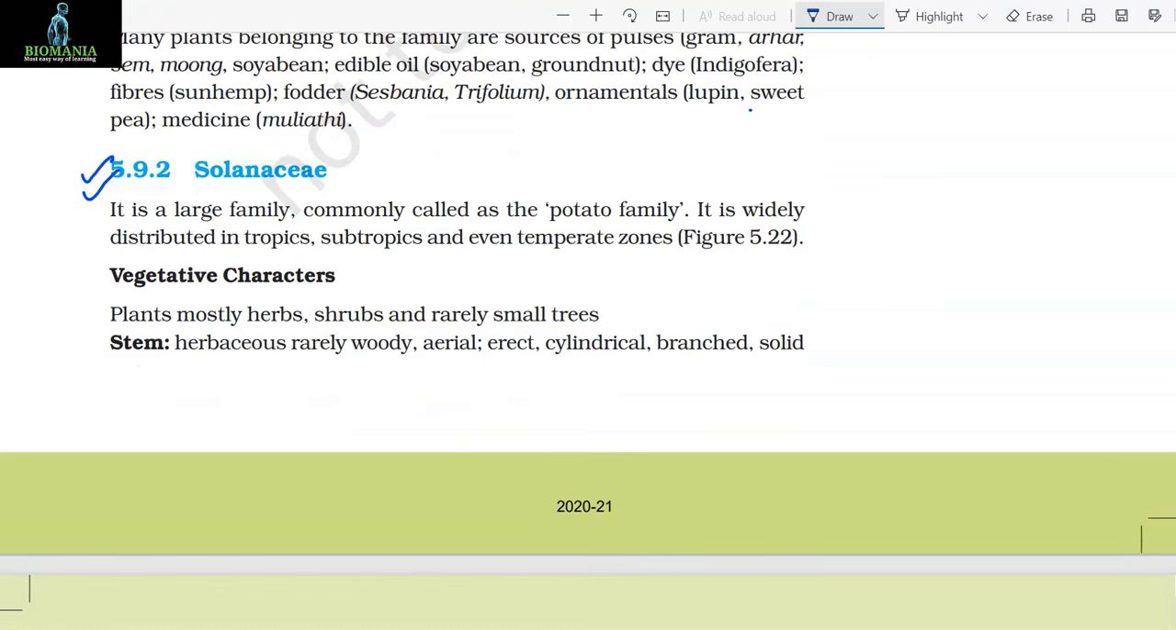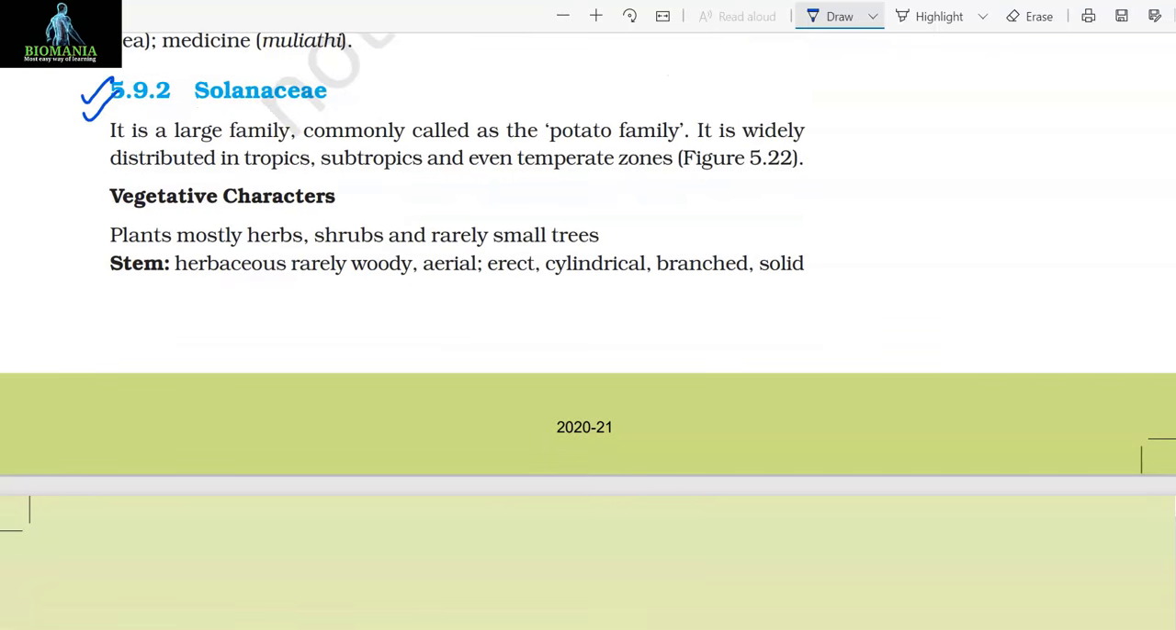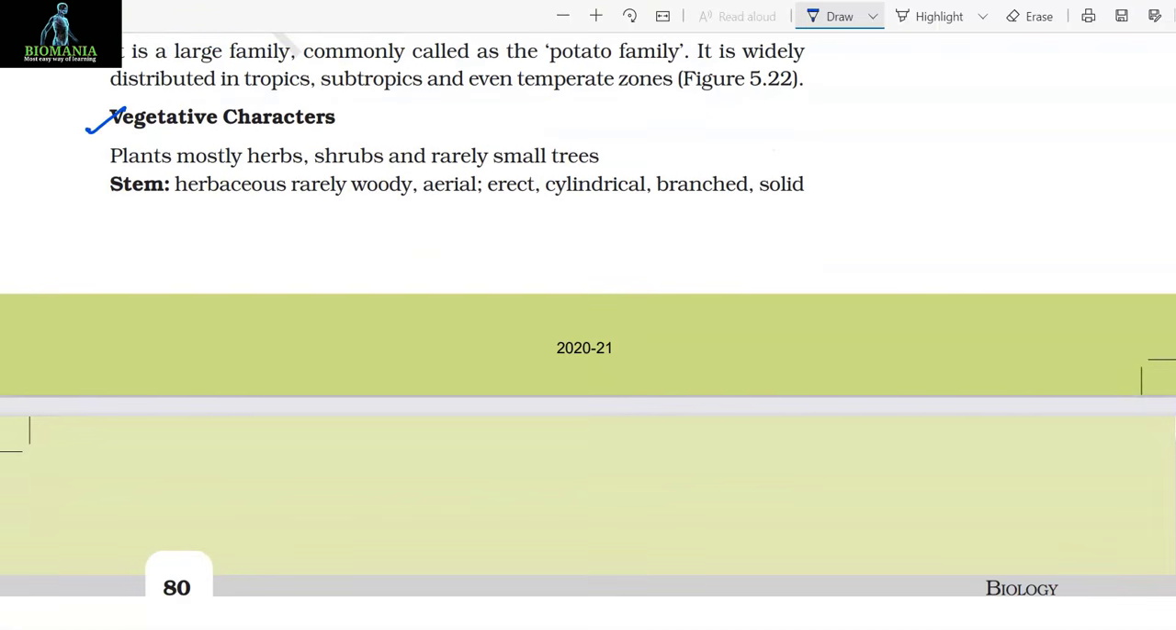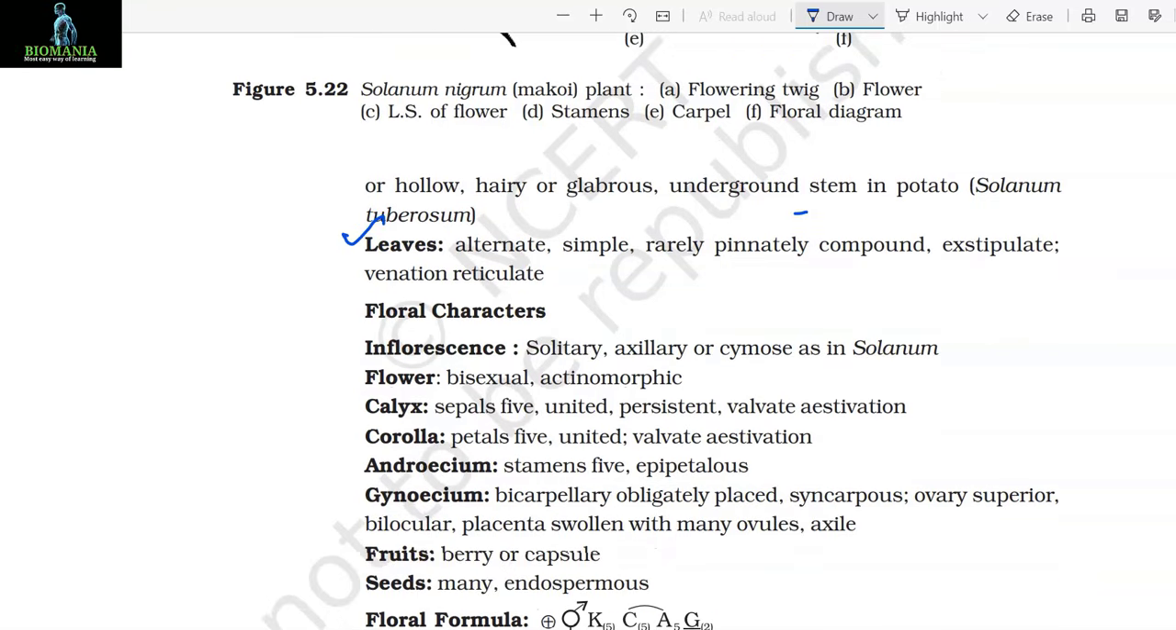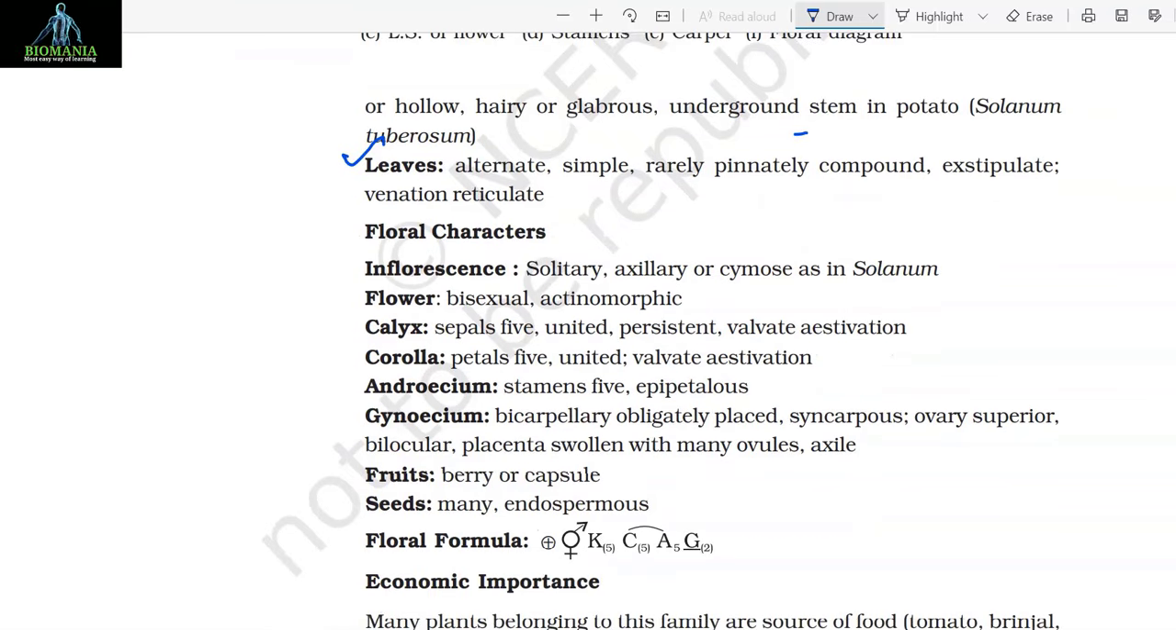5.9.2 Solanaceae. It is a large family commonly called the potato family. It is widely distributed in tropics, subtropics, and even temperate zones. Vegetative characters: plants mostly herbs, shrubs, and rarely small trees. Stem herbaceous, rarely woody, aerial, erect, cylindrical, branched, and solid or hollow, hairy or glabrous. Underground stem in potato, that is Solanum tuberosum. Leaves alternate, simple, rarely pinnately compound, exstipulate, venation reticulate.